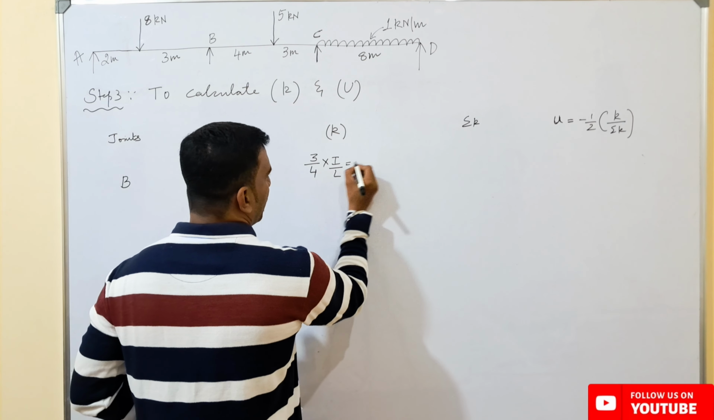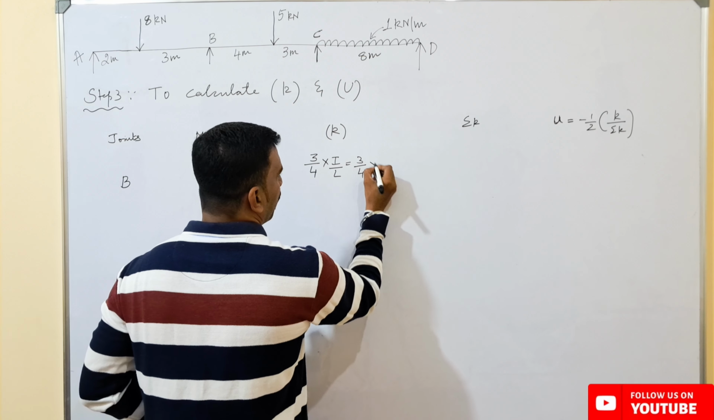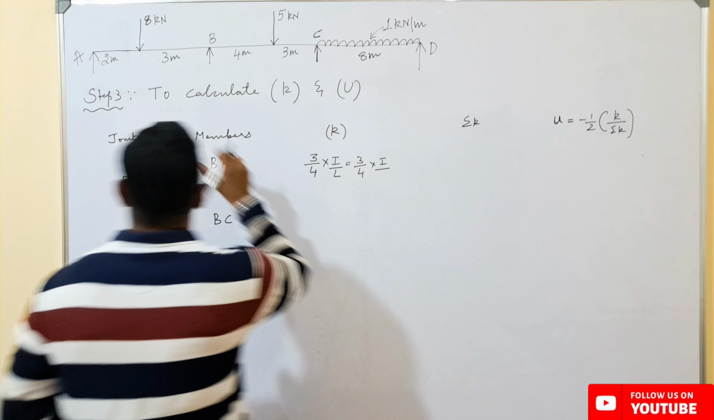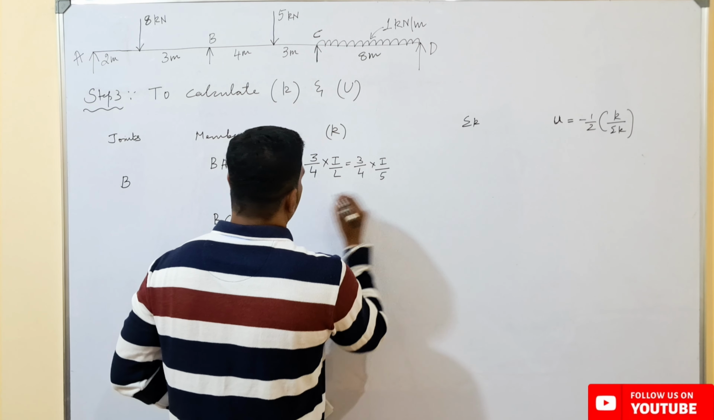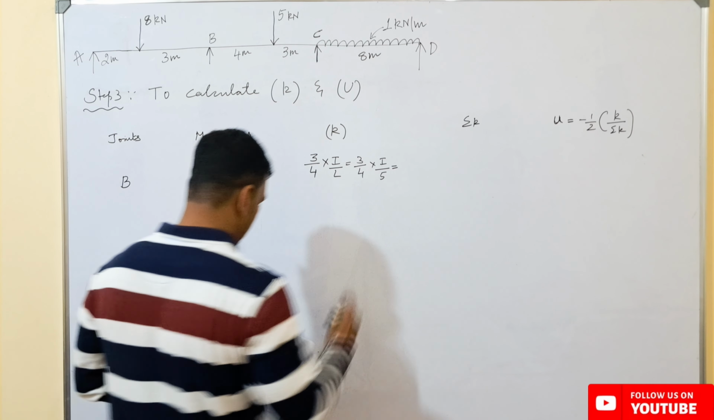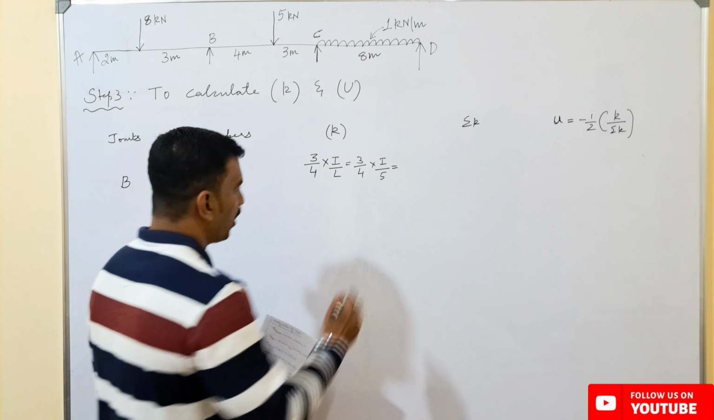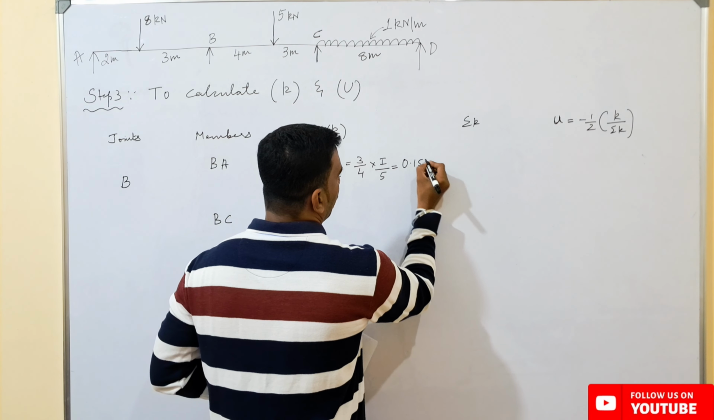So here we are having a value 3 by 4 into I upon the total length, here 5 meters, which will be equal to 0.15 I.